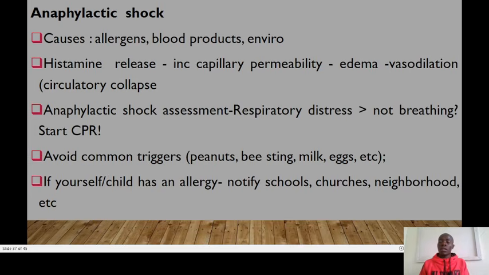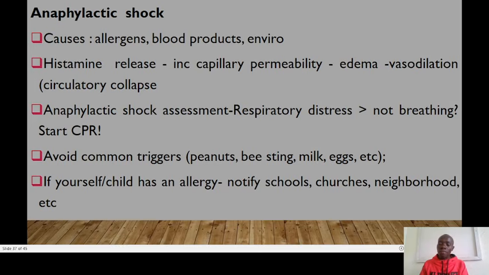Okay. From there, I have anaphylactic shock, and this one is caused by allergens, so blood products, environment. So we have the histamine release and increased capillary permeability. This leads to edema and vasodilation and eventually circulatory collapse. In anaphylactic shock assessment, you have to look at the respiratory distress. If it's not breathing, you have to start CPR. Okay, I think a link will be popping up on how to perform CPR.